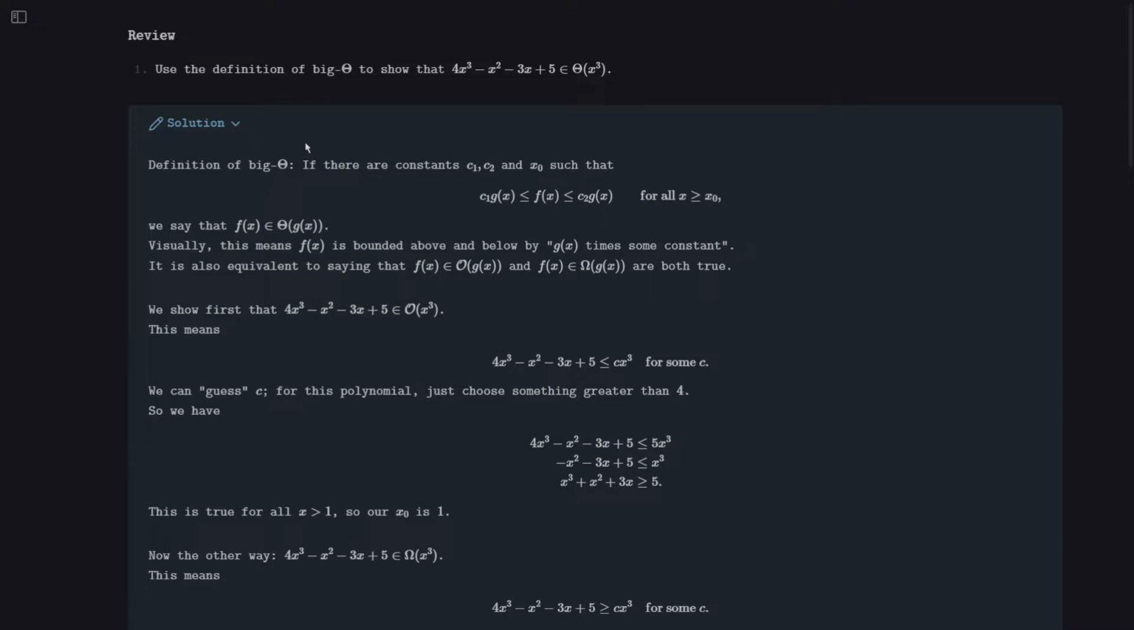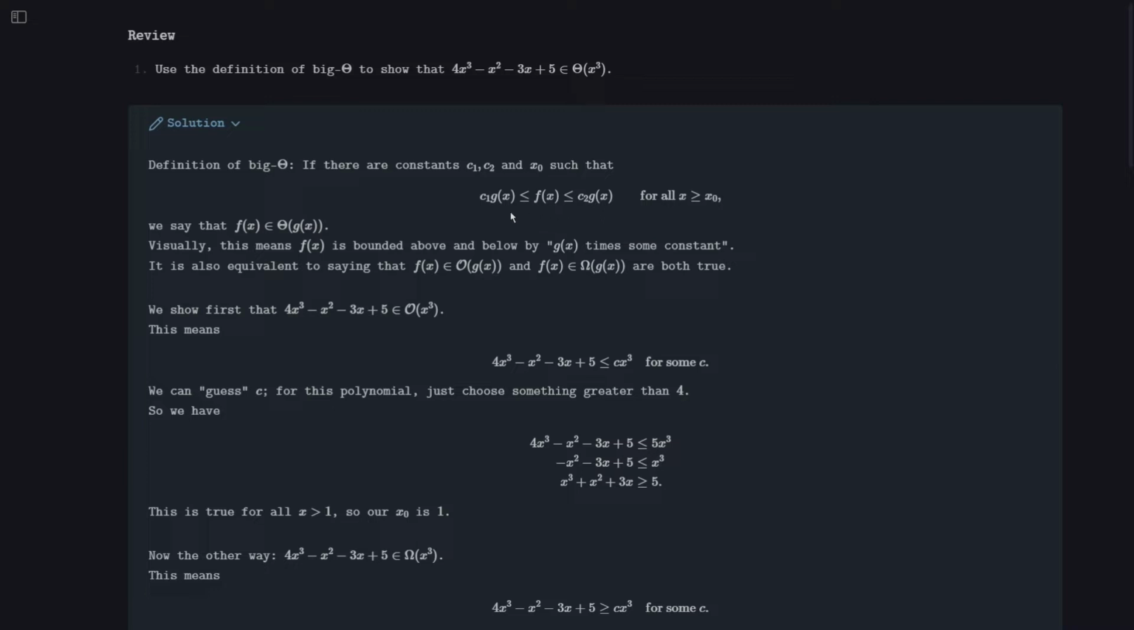The exact definition of big theta tells us that if there are constants c1, c2, and x0 such that c1 times g of x is less than f of x and f of x is less than c2 times g of x for all x greater than this x0, then we say that f of x is in big theta of g of x. Essentially, you could say that f of x is sandwiched between two different copies of g of x that are multiplied by two different constants.